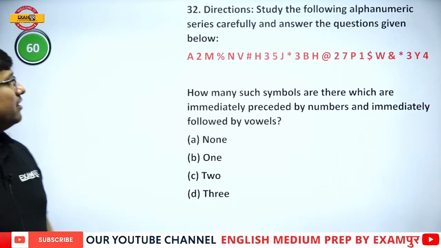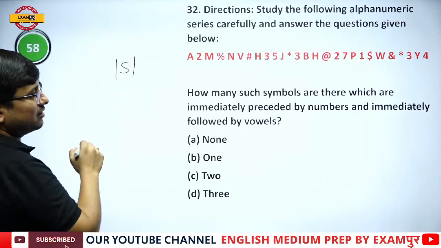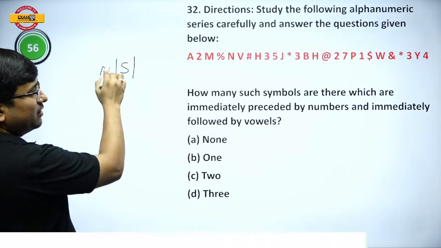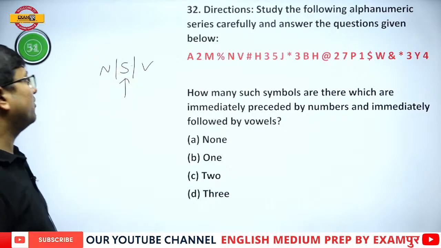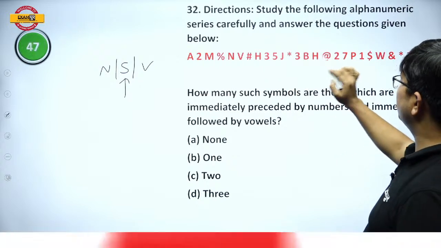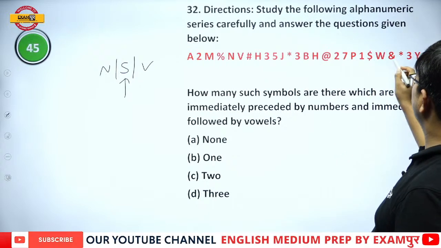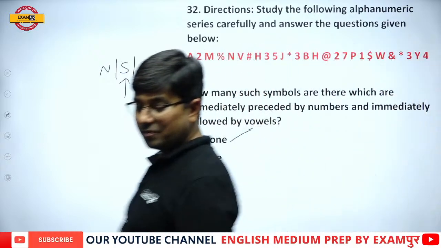Alright everyone. Now, how many such symbols are there which are immediately preceded by a number and immediately followed by a vowel? Symbol, number, vowel. Symbol, number, vowel. No. Nowhere. Answer is option number A, that is none.